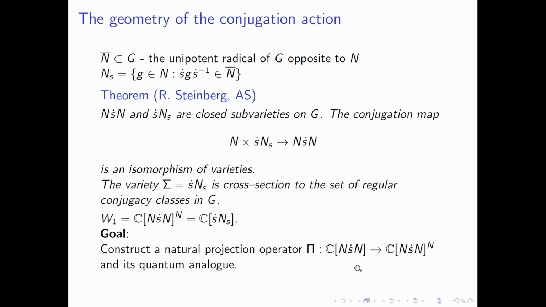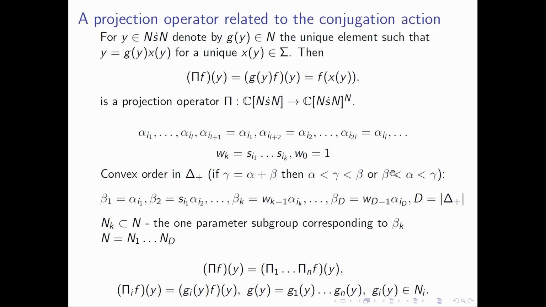So firstly, I'm going to construct a natural projection operator from the algebra of regular functions on S times n to the algebra of n invariant functions. This projection operator is quite natural. What you can do is take an arbitrary element y in your variety, then you can uniquely conjugate it to an element of the slice sigma by an element g of y, so that x of y belongs to sigma. So then one can define the following projection operator onto the space of n invariant functions.